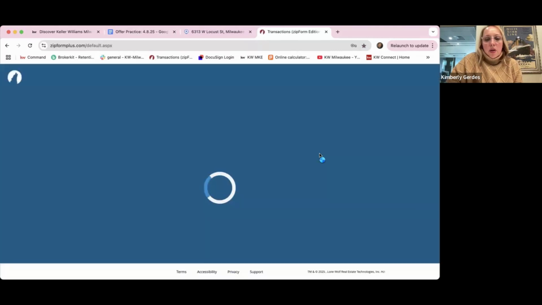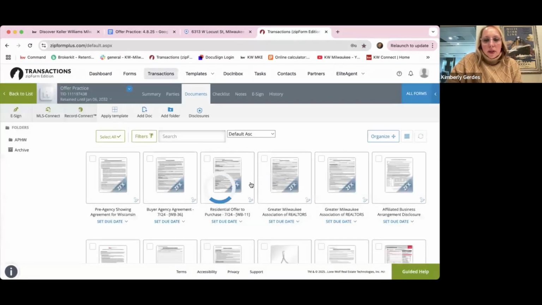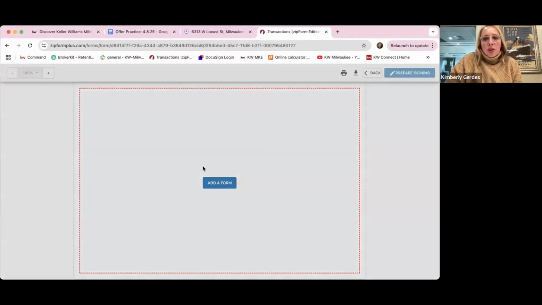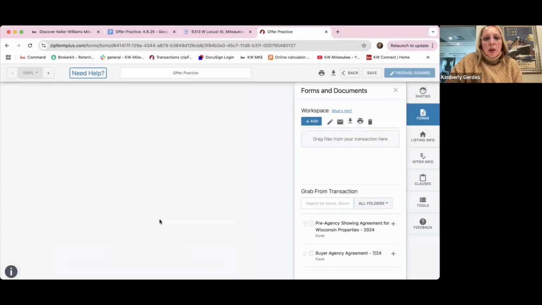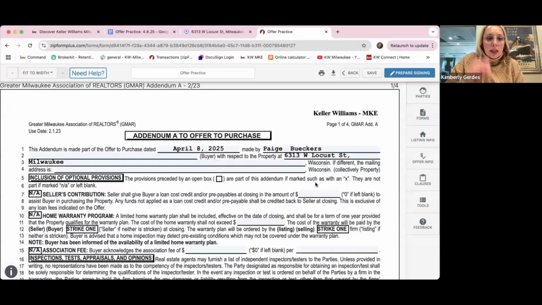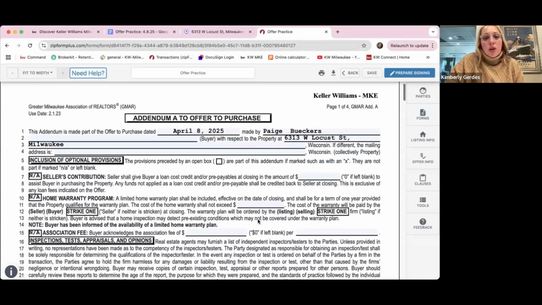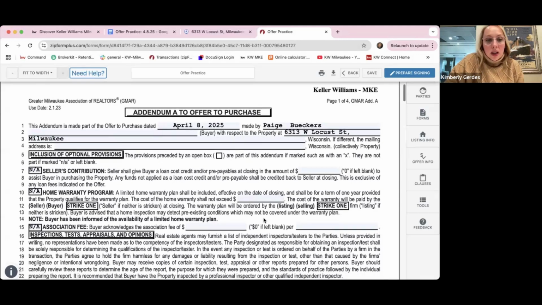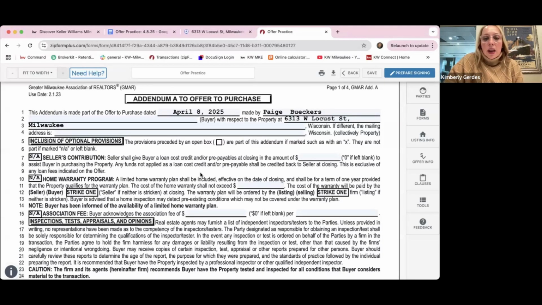But I'm going to go back and open up addendum A so you can see how I filled that out. Addendum A is used when maybe you're asking for a closing cost credit, or you might be negotiating a home warranty within the deal, or if the property is on a well and you want to get the well water tested. It's also used if the home is on a private sanitary system, like a septic or a mound or a holding tank. I think that's the third option, if you want to get those tested. But we're not doing any of that in our offer today.